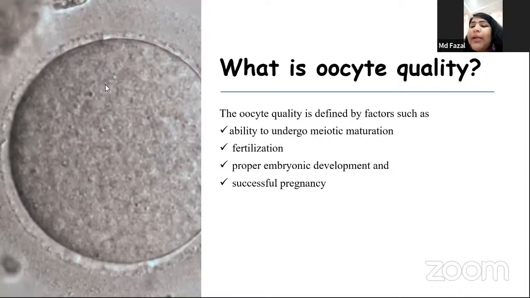So what is oocyte quality? Oocyte quality is something wherein you have to see how much ability it has to fertilize, how much ability it has to undergo meiotic division, how much ability it has for development, and finally, how much ability it has to result in pregnancy. So whether this oocyte is going to give us a pregnancy or not is the final question. That is what determines the oocyte quality. Next slide, please.